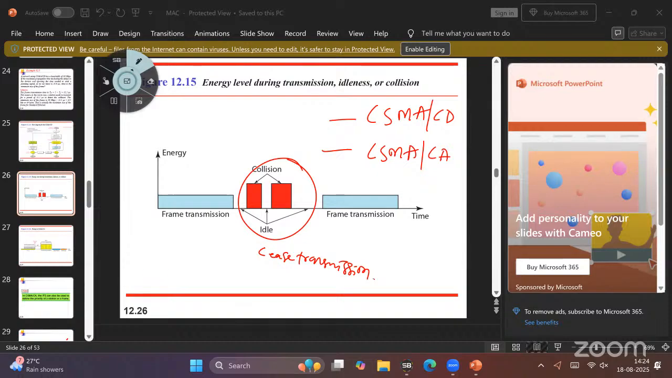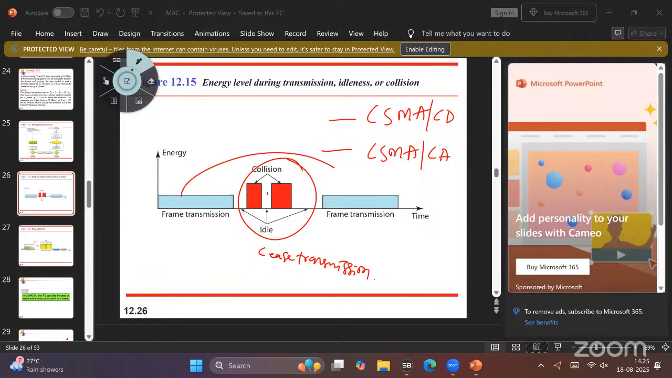We have to stop the transmission, cease the transmission, and when it is clear, then transmit the data. Same here, CSMA/CD. CD is nothing but collision detection. Detect means when a collision happens, it should wait, and after the clearance, it will transmit the data.